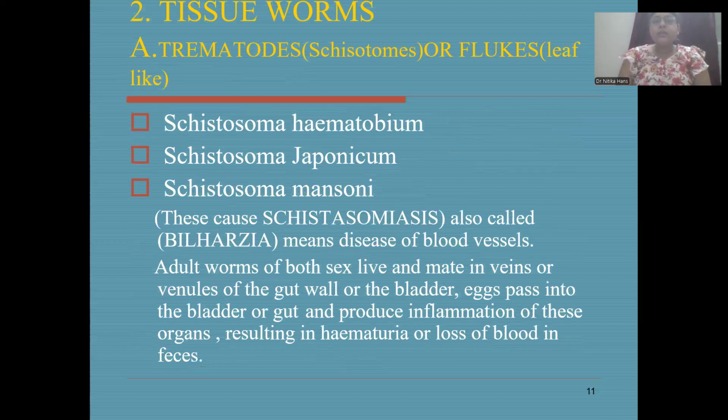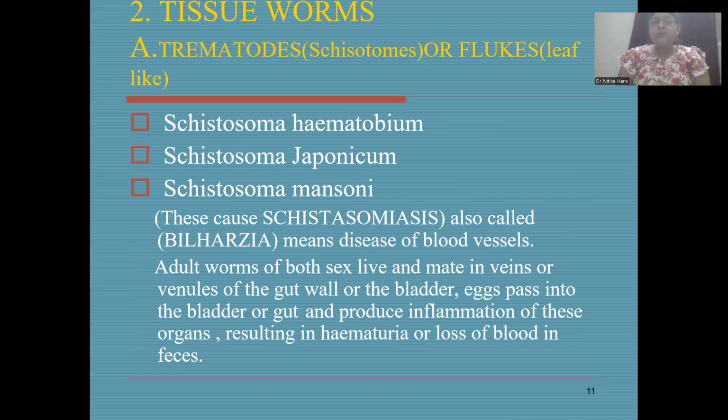Now, tissue worms are the trematodes, which are also known as flukes. Schistosoma haematobium, Schistosoma japonicum, and Schistosoma mansoni are various trematodes which infect the body of the human host. These cause schistosomiasis, also called bilharzia, an infectious disease of the blood vessels.